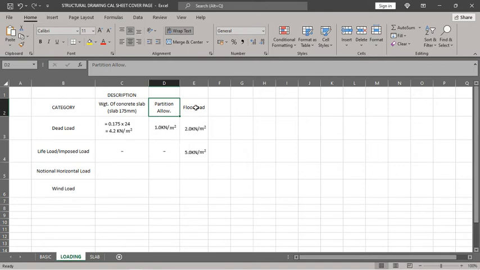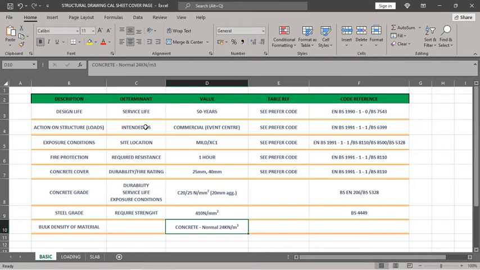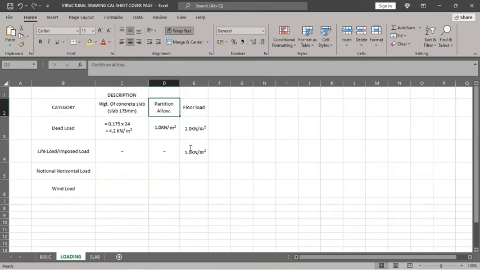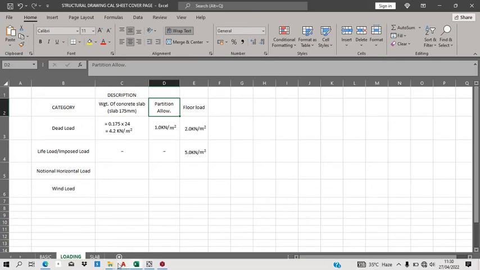And I also have floor load. Now, this floor load for the dead load category is as a result of maybe screeding, tiles, and everything. If you add it up, I assume 2.0 for that. Now, the imposed floor load is gotten from the code, based on the recommendation of the action on the structure and the code. This value is gotten as a result of the use of that structure, which is a commercial and event center. So that's how I got this 5, and you see it in the code.